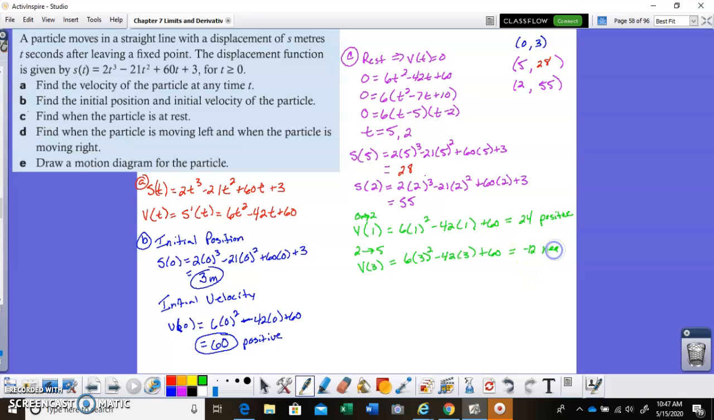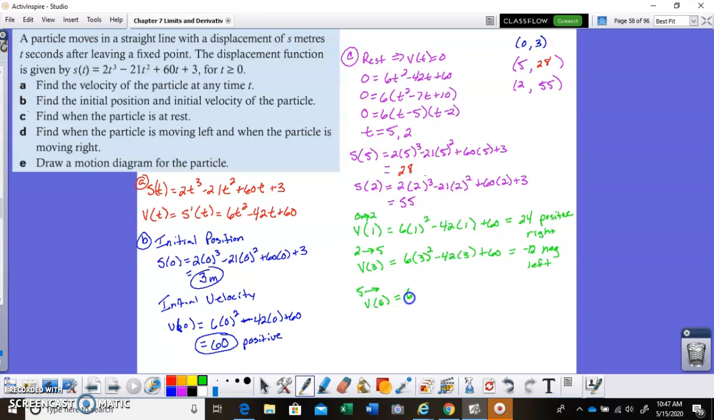And the thing I need to pay attention to there is that it's negative, so it'll be moving to the left. So this is to the right. This is to the left. And then I want to figure out something from 5 on. So let's just do velocity at 6.